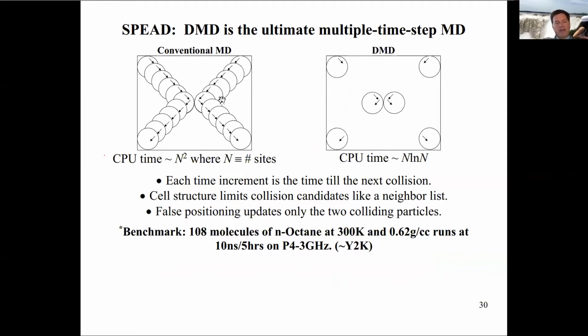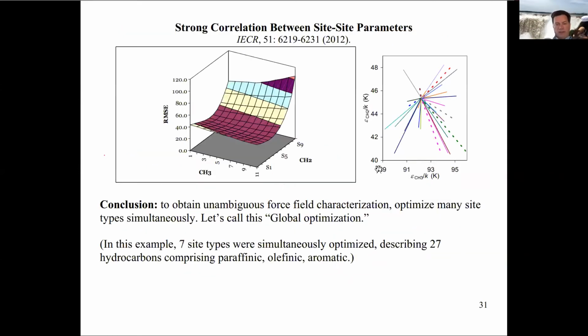Instead of taking the same time step for each individual interaction site, we pick the interaction sites that are going to collide next, go directly to there, and then we go away. And so the CPU time changes hugely due to that. And this gives us the ability to try out different force field parameters and explore the response surface. So here's an example where I'm varying the epsilon of the CH3 versus the epsilon of the CH2.